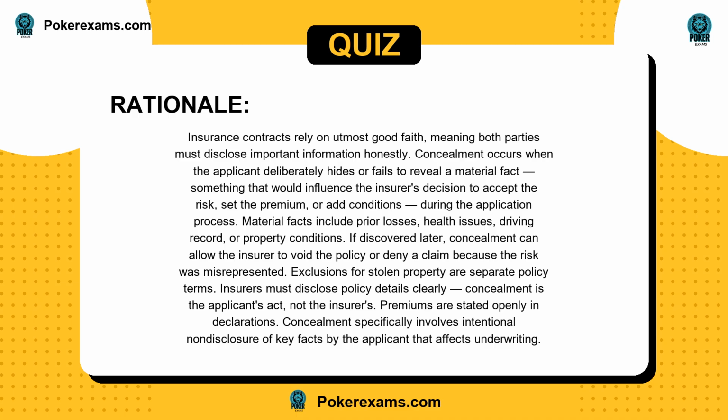If discovered later, concealment can allow the insurer to void the policy or deny a claim because the risk was misrepresented. Exclusions for stolen property are separate policy terms. Insurers must disclose policy details clearly. Concealment is the applicant's act, not the insurer's. Premiums are stated openly in declarations. Concealment specifically involves intentional non-disclosure of key facts by the applicant that affects underwriting.